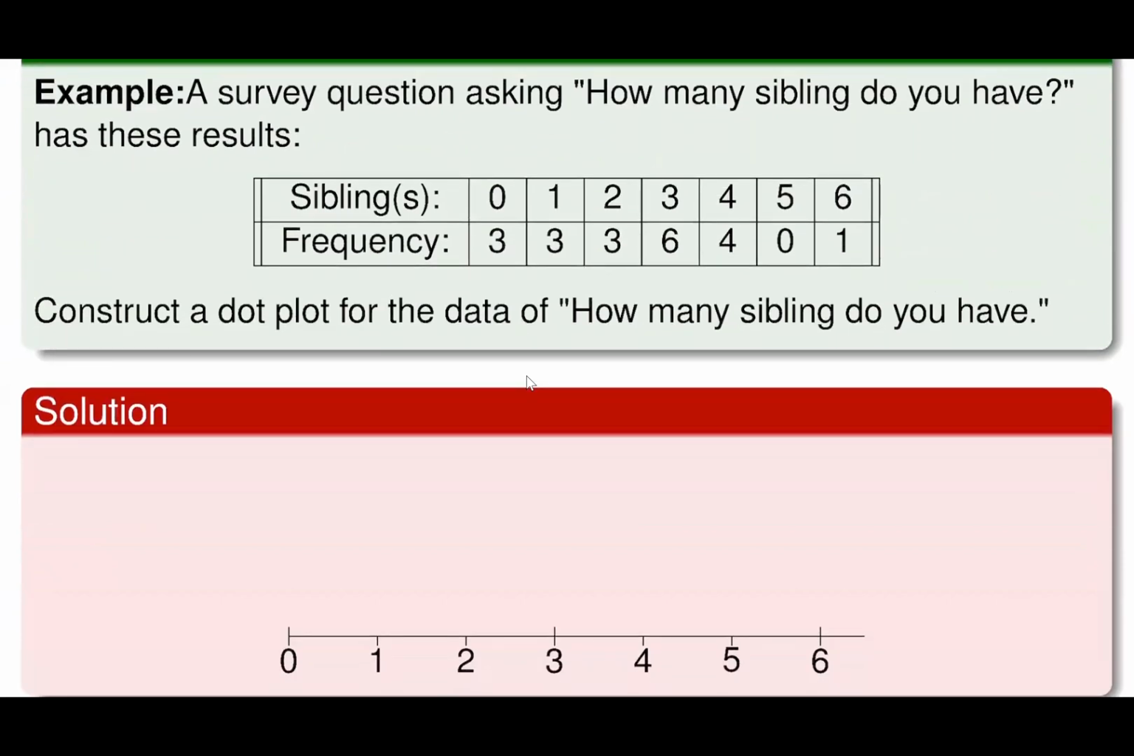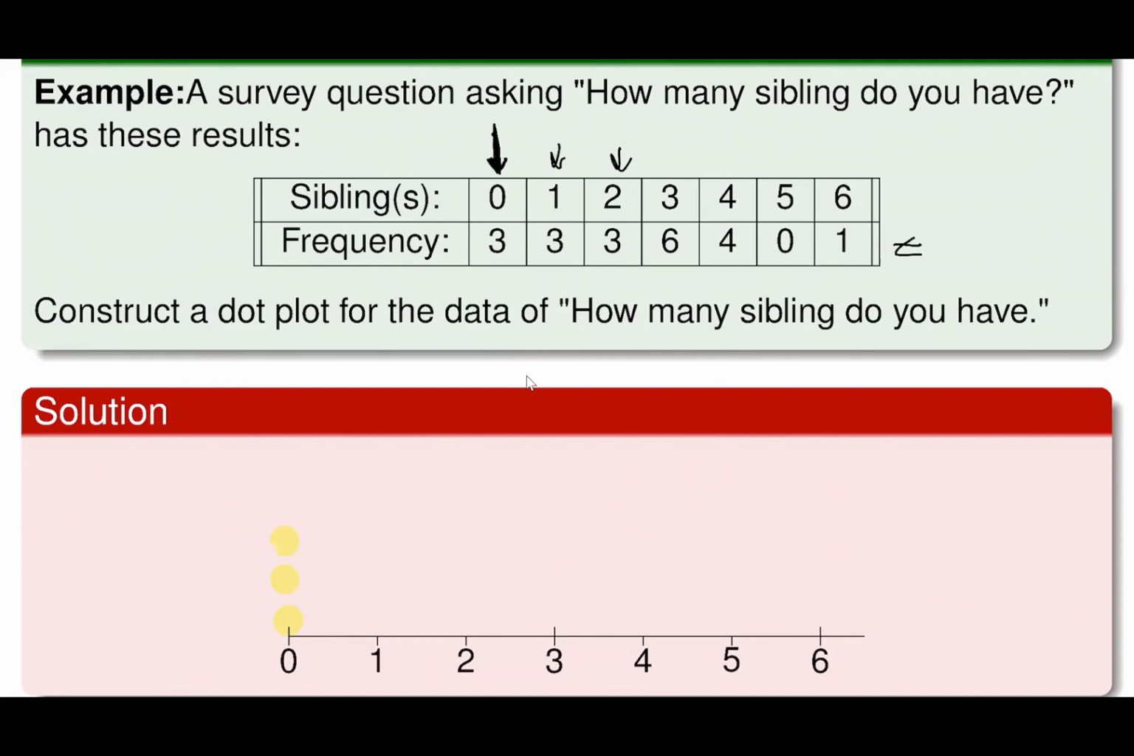All right, so for this one, it's a survey question asking how many siblings do you have, and these are the results. So right here is telling you how many siblings they have. And right here, telling you how many people said they had 0 siblings, 1 sibling, 2 siblings, and so on and so forth. So if we look at people who have 0 siblings, which is over here, how many people said they had 0 siblings? 3. Yeah, 3. So that means we're gonna put 3 dots.